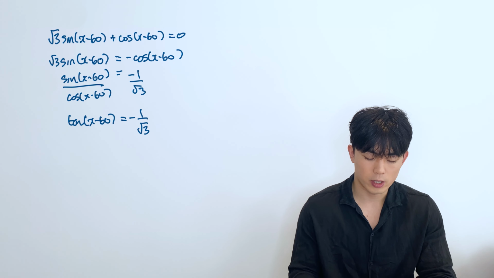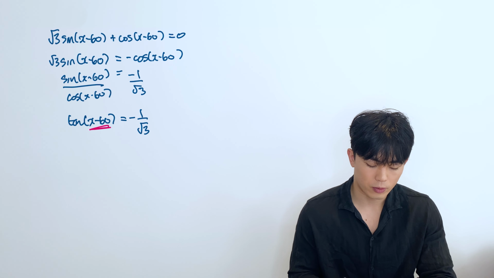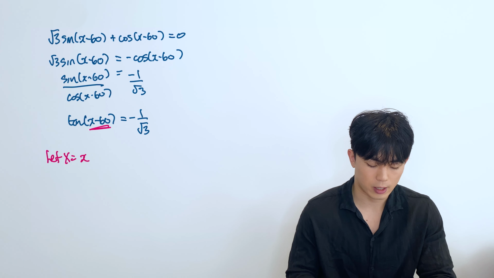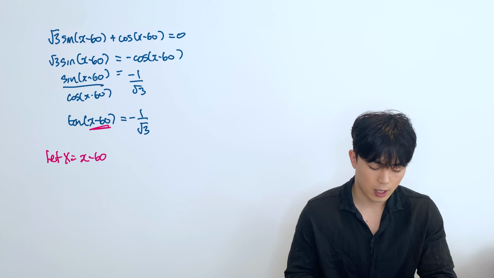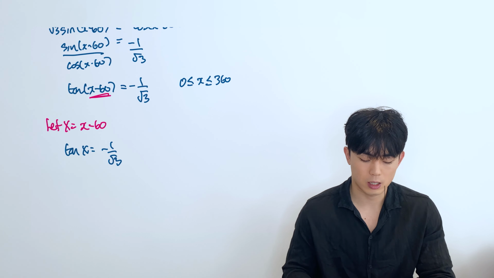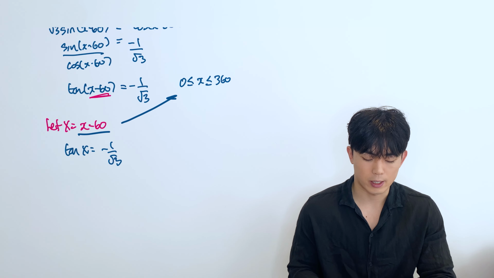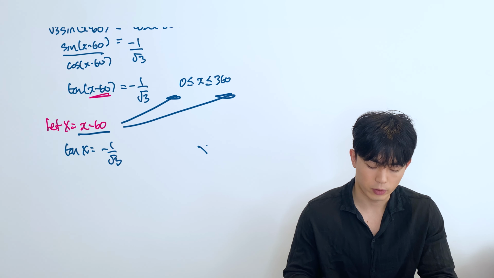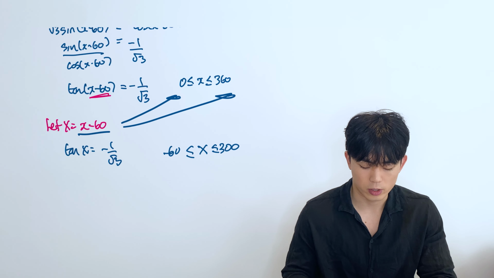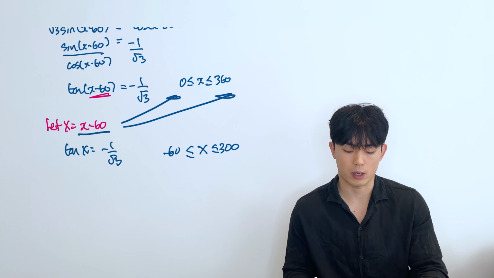Now, as you can notice that we have not an x on its own, so we have to say let capital X equal to the angle, in this case small x minus 60. So therefore, tan capital X is going to be negative 1 over root 3. And remember, let's say the domain is 0 to 360. We have to change the domain for capital X. And the way we do that is just minusing 60 to each limit side here. So for capital X, it's going to be negative 60 until 300, like this. It's important you include this step here.